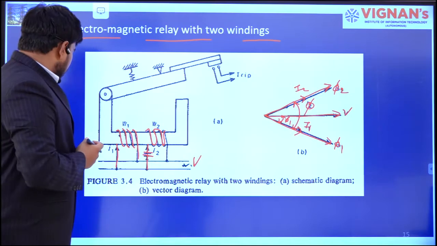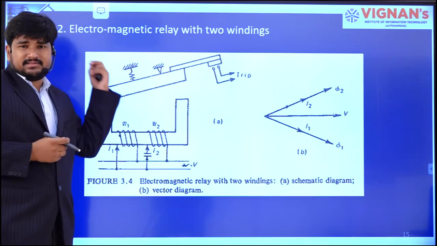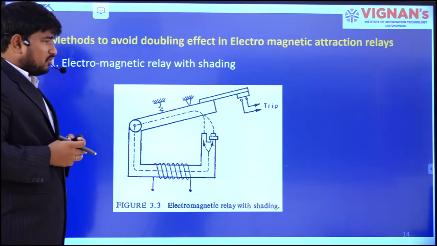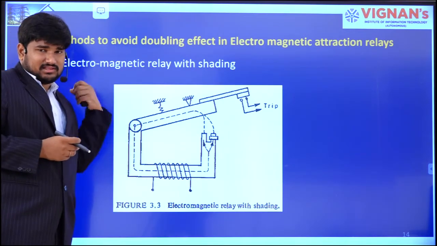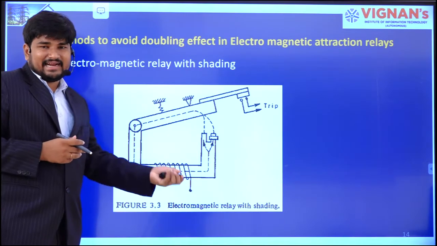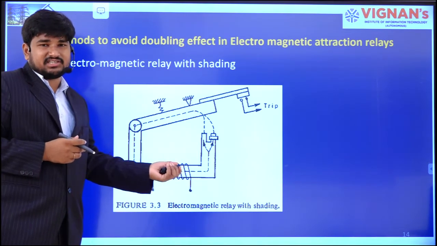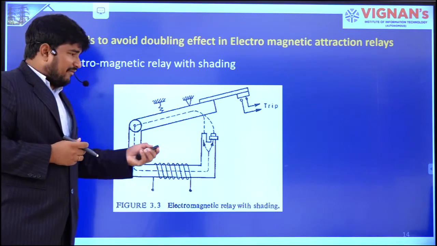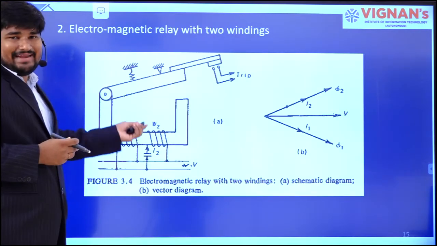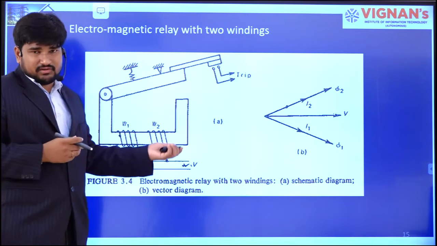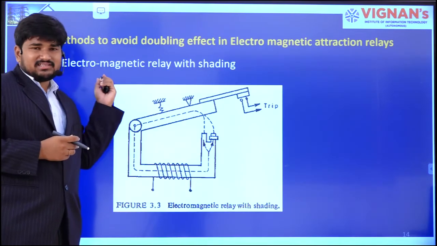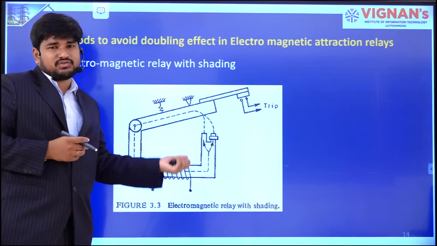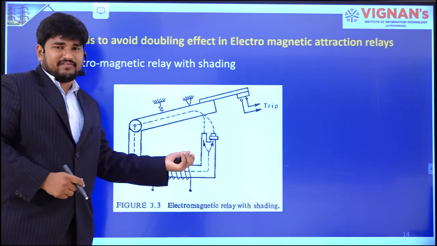So this is the second method. Among these two methods, the method with the shading band only has rugged construction and better operation compared to having two different windings. So the two-winding method is not at all useful. That's why the shading band method is always used for avoiding the doubling effect.